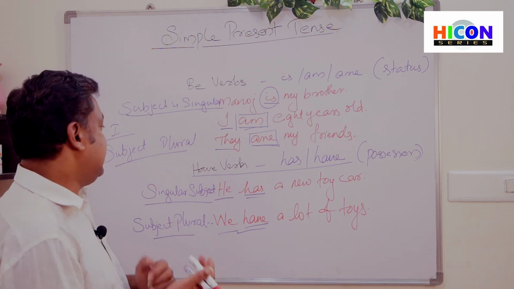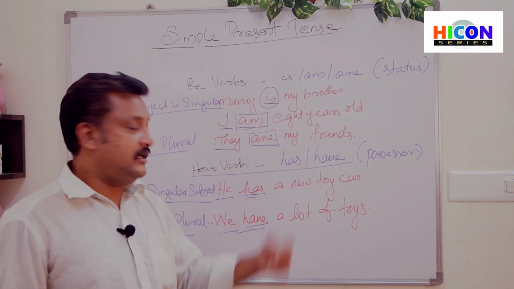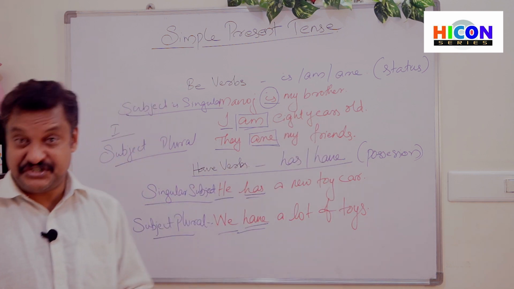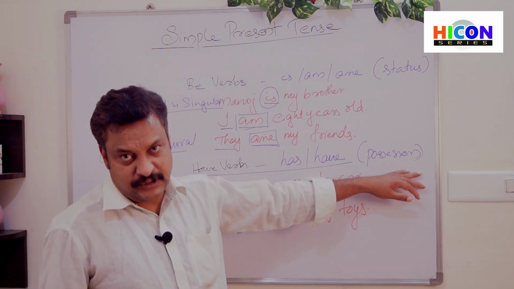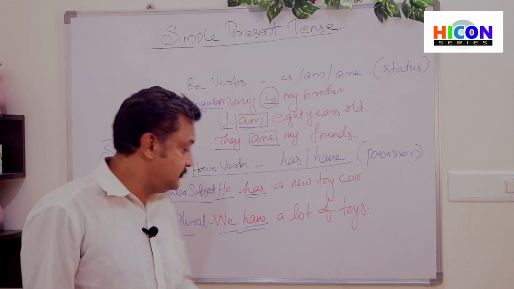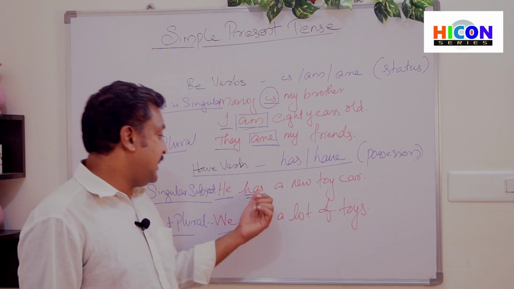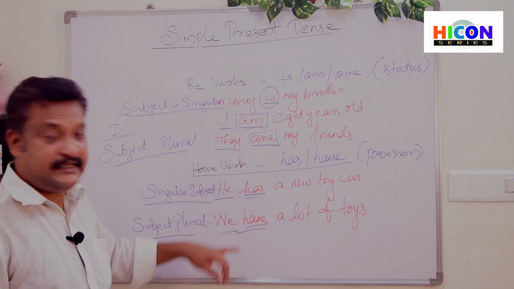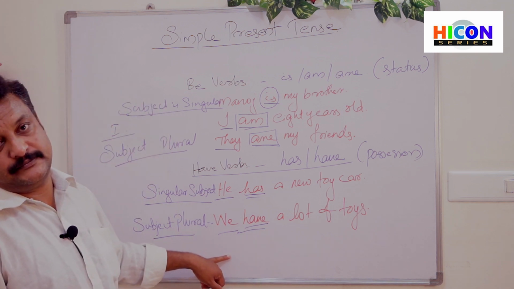Clear? Now, the second type of verbs are have verbs. There are two verbs in that, has and have. They are used for expressing possessions, ownerships. So they are known as possession verbs. Example, he has a new toy car. We have a lot of toys. So in the first sentence, has is used with a singular subject. In the second sentence, have is used with a plural subject.